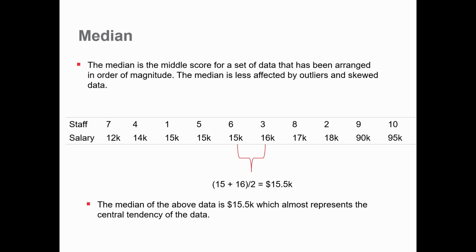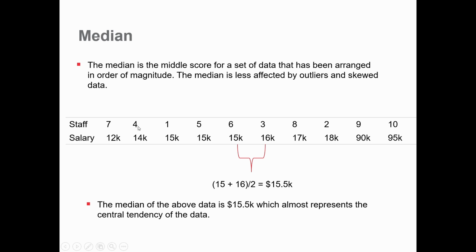So to overcome this disadvantage to an extent, we can go for median. Median is nothing but the middle score of the data. The first thing to do is sort the data in ascending order. We are starting from 12k, 14k, and we have 90k, 95k at the end. We have sorted it. It is much less affected by outliers and skewed data.